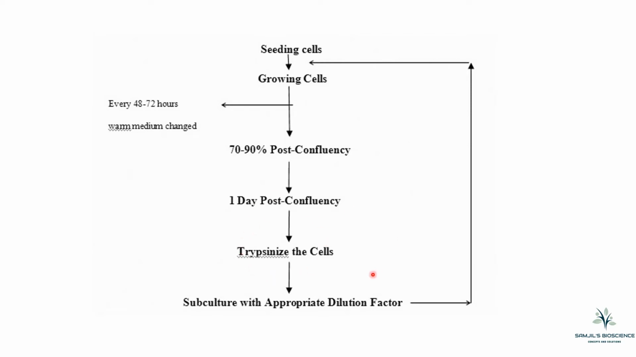Trypsinization means that you take the cells, because you're working with adherent cells, so you trypsinize the cells and subculture them with the appropriate dilution factor. I'll just tell you a short thing about this. It is a very common question that often appears when you are in the lab, or you can say this is a routine thing that you do in a laboratory.